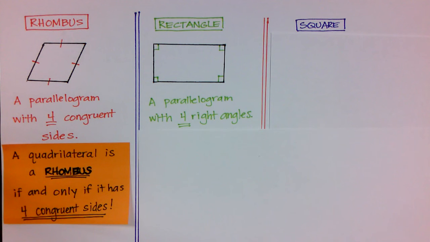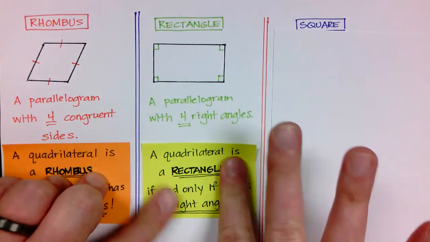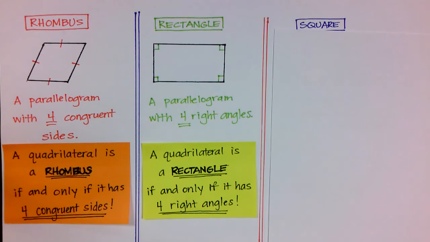So also I have a statement that we're going to add for a rectangle. And it says, a quadrilateral is a rectangle if and only if it has four right angles. Okay? This can be said backwards as well. A quadrilateral has four right angles if and only if it is a rectangle. Now you might only use these statements later on when we do proofs in class, but just keep these in your notes.